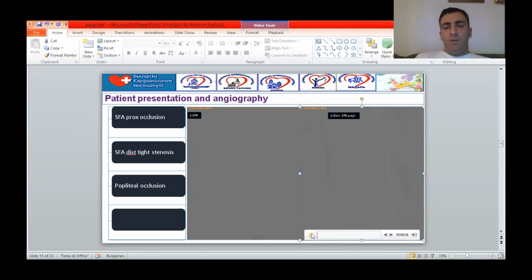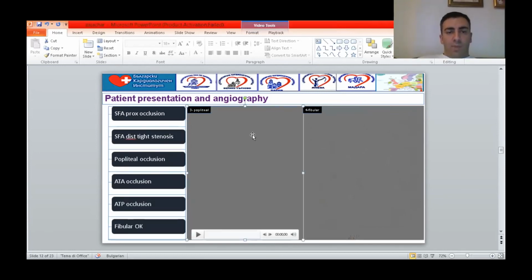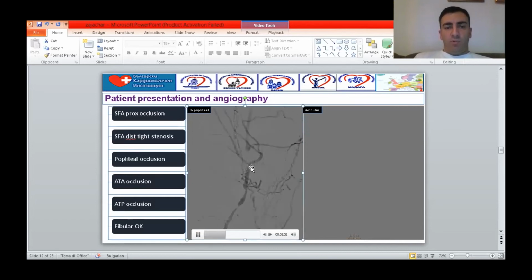Can you see something? Okay, this is distal SFA. Here we have popliteal artery. This is made by digital subtraction. In order to reduce the dose of contrast, we use digital subtraction.